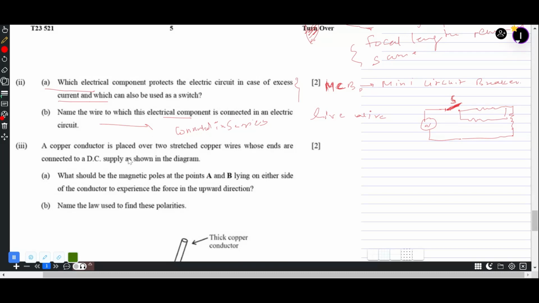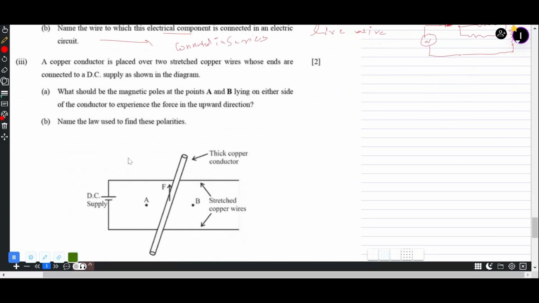The next one. A copper conductor is placed over two copper wires whose ends are connected to a DC supply as shown in the diagram. What should be the magnetic poles at the points A and B? Now, first we'll do the second part. Fleming's left hand rule says that if the direction of the current is this, this is the positive side of the cell, so your direction of current is on this side and your force is on the upper side, so the magnetic field will be in this direction, as if coming out of the page.